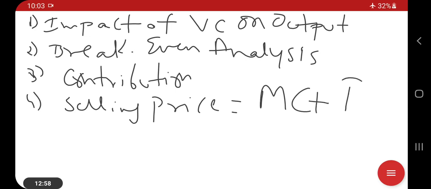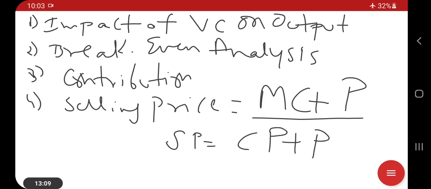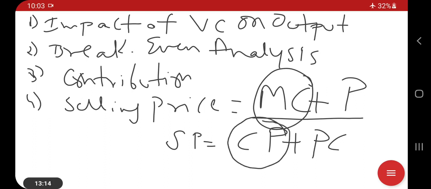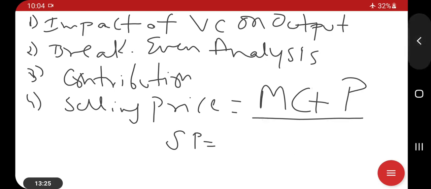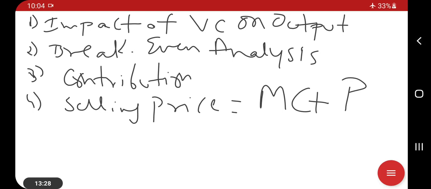Addition of marginal cost and profit is equal to selling price. Generally, you see selling price is equal to cost price plus profit. Here marginal cost is the cost of manufacturing one particular extra product, known as marginal costing. It is the base of valuation of stock of finished product and work in progress.